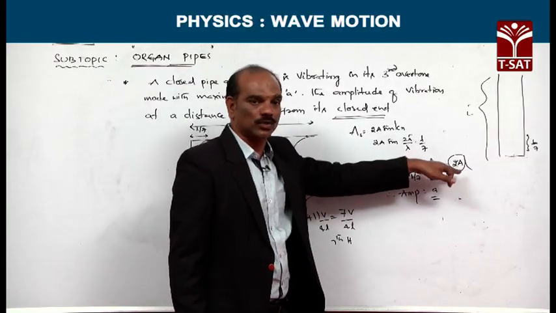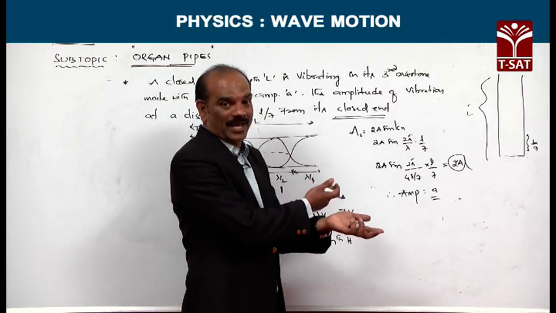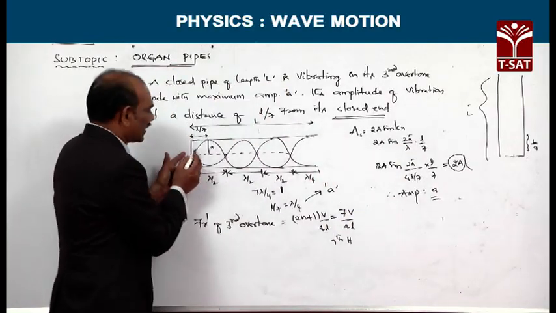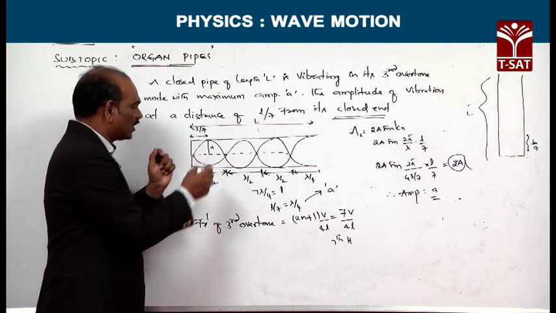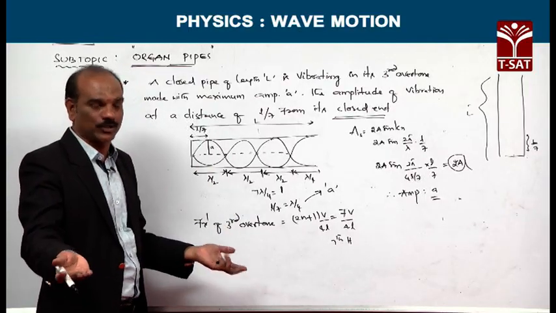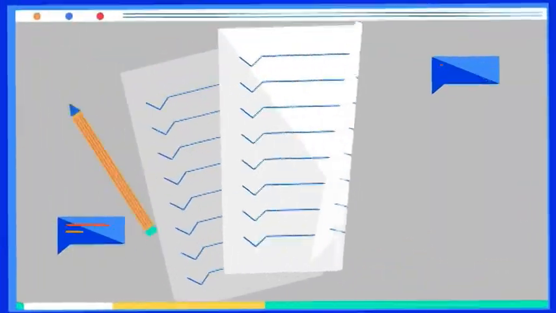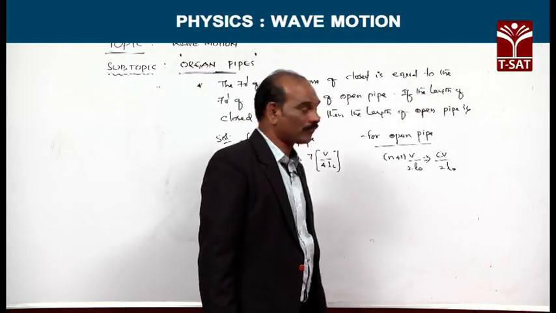2A into 1 is equal to 2A, which is the maximum amplitude, given in the problem as A. Therefore, at a distance of L/7 from the closed end, this is called displacement amplitude, which is equivalent to maximum amplitude, which is equivalent to A. Now let us see one problem concerned with open pipe and closed pipe.